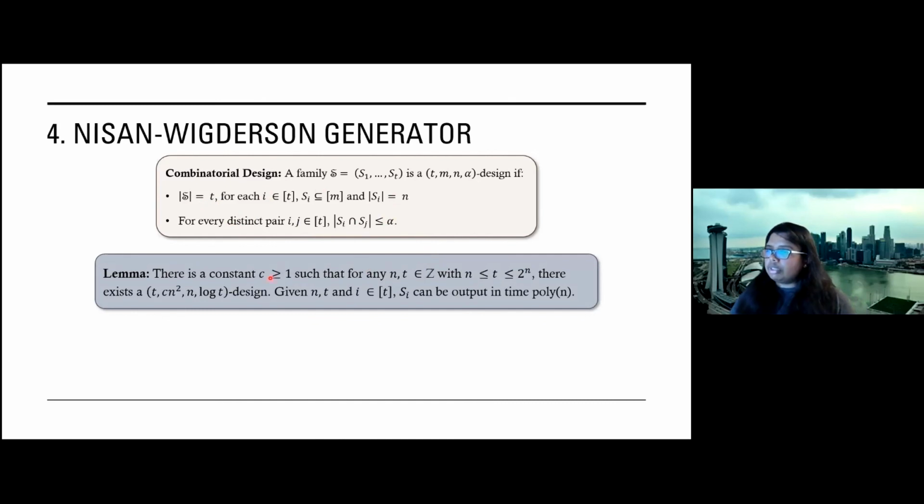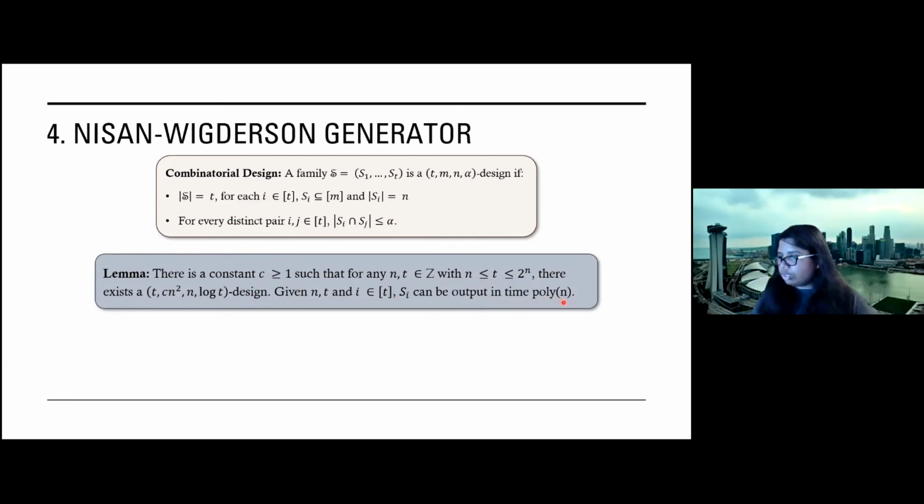Nisan and Wigderson showed that there is some constant C greater than or equal to 1, such that for any n and any t that is between n and 2 to the n, there exists such a combinatorial design. More importantly, we can construct any Si efficiently.